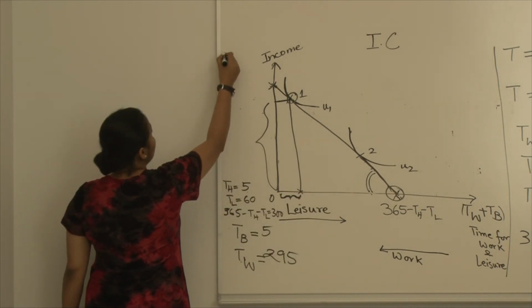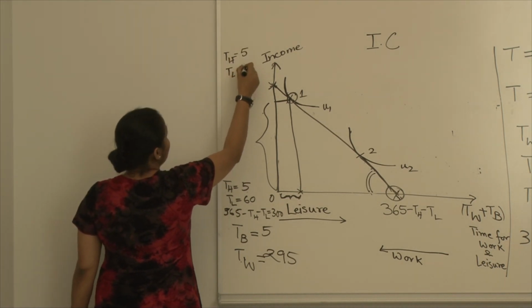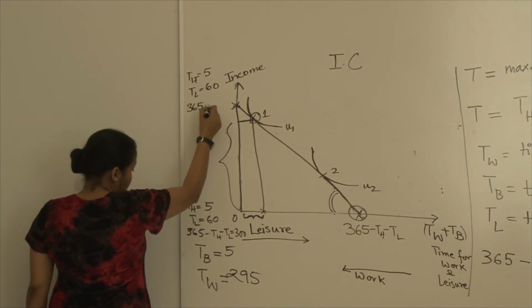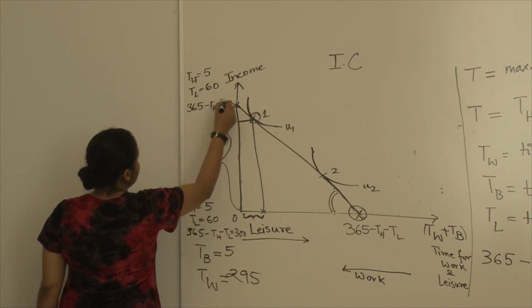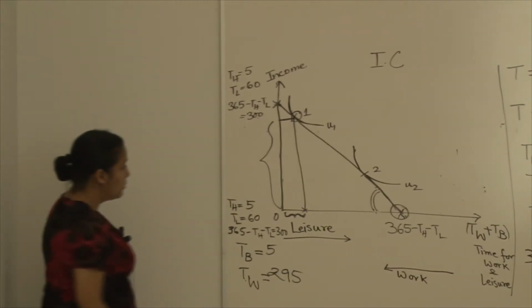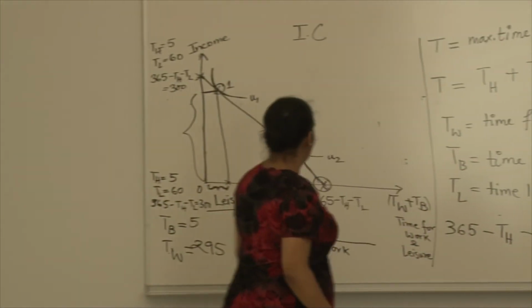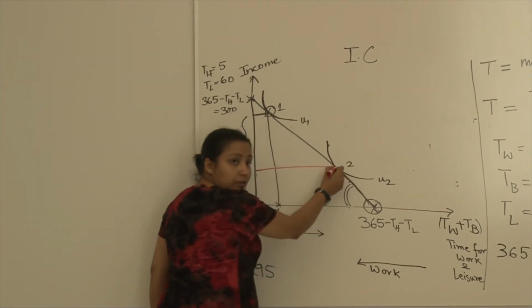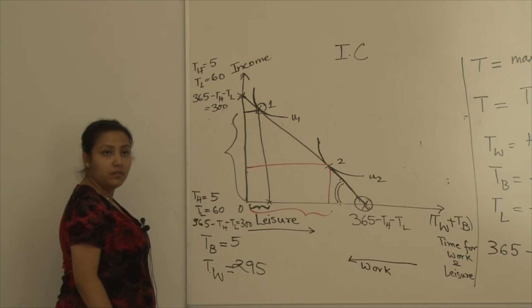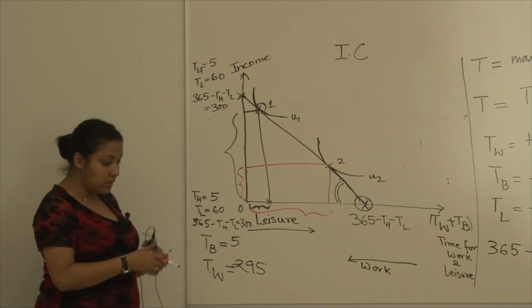Now I can have the other person, the second individual. Also for the second individual you have TH is equal to 5, TL is equal to 60. Hence that person has 365 minus TH minus TL is equal to 300. So that person also has 300 for work or leisure. But please note that this person, the second person, is a guy who likes more leisure. He enjoys that much amount of leisure and only that much amount of income. So he is different in that sense.